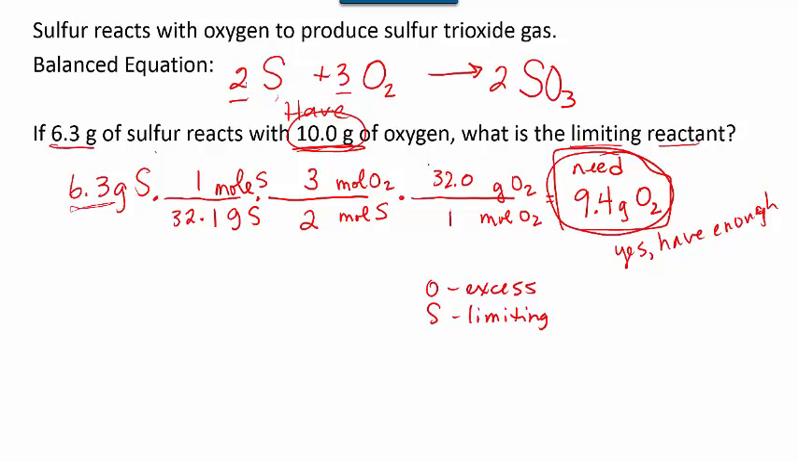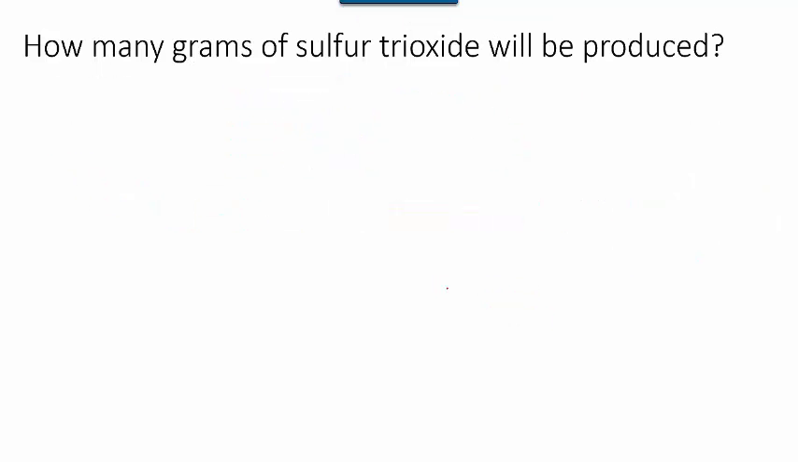So now that we know that oxygen is our excess and sulfur is our limiting, we can solve the second part of the problem where it says how many grams of sulfur trioxide will be produced. Remember that the amount of product that you can make is limited by your lowest amount of ingredients. My limiting amount was sulfur. So at 6.3 grams, that is the one that is going to run out first. That's going to control how much product I can make. And so I want to find grams of sulfur trioxide.